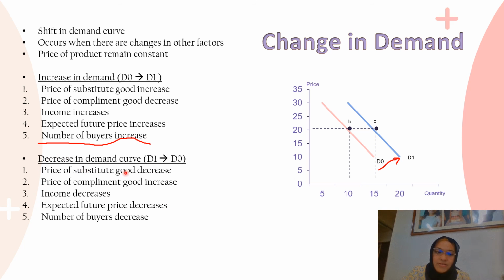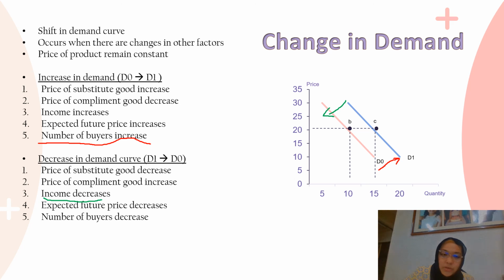And then for the decrease in demand, from D1 to D0 over here, we see that the demand curve is actually shifting to the left. So what are the factors? The factors will be price of substitute good decrease, price of complement good increase, income decrease, expected future price decrease, number of buyers decrease. So let's take a look at the income decrease.